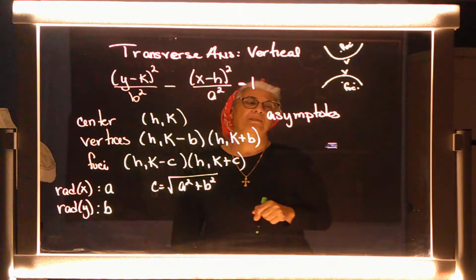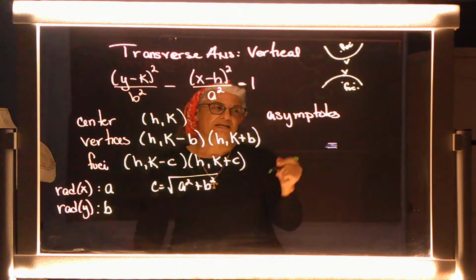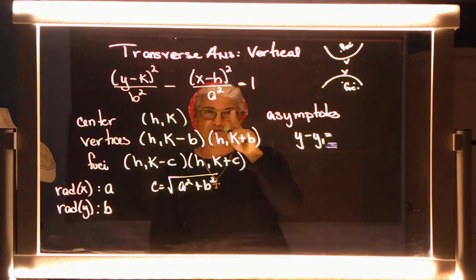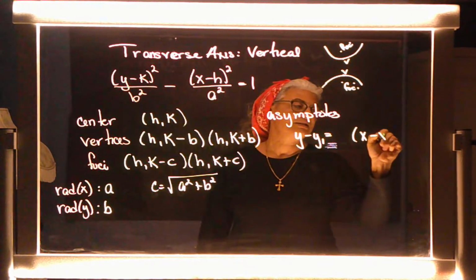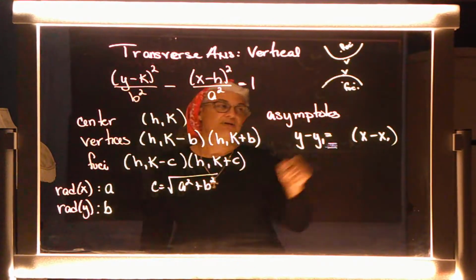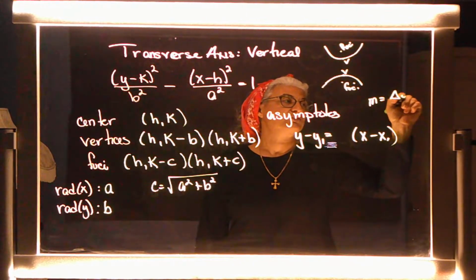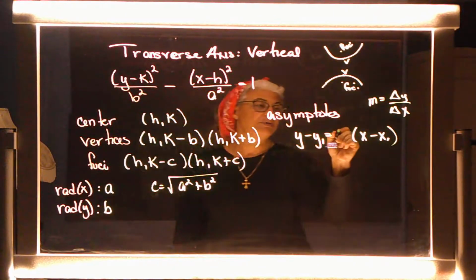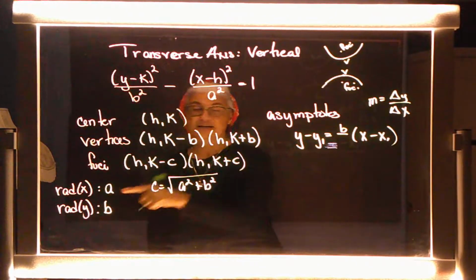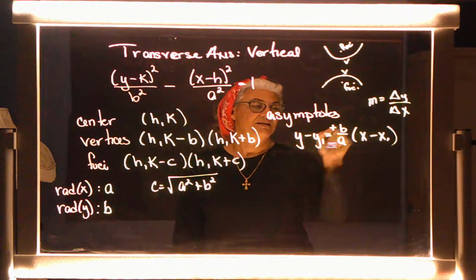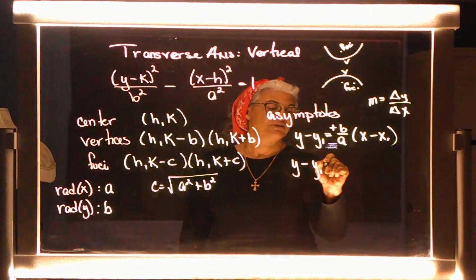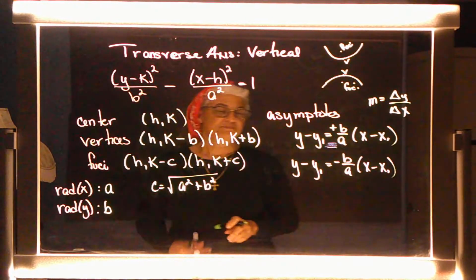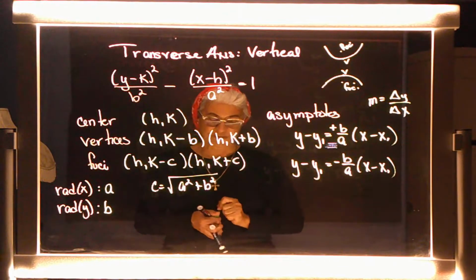Got it? Okay, asymptotes. Yeah, they're still lines. So y minus y1 equals, now just wait before you write, x minus x1. Remember, slope is the change in the y's over the change in the x's. Well, yeah, y is b. So b over the radius in the x, which is a. This is the positive slope, and the other asymptote is the negative slope. Good? Okay, hang in there.